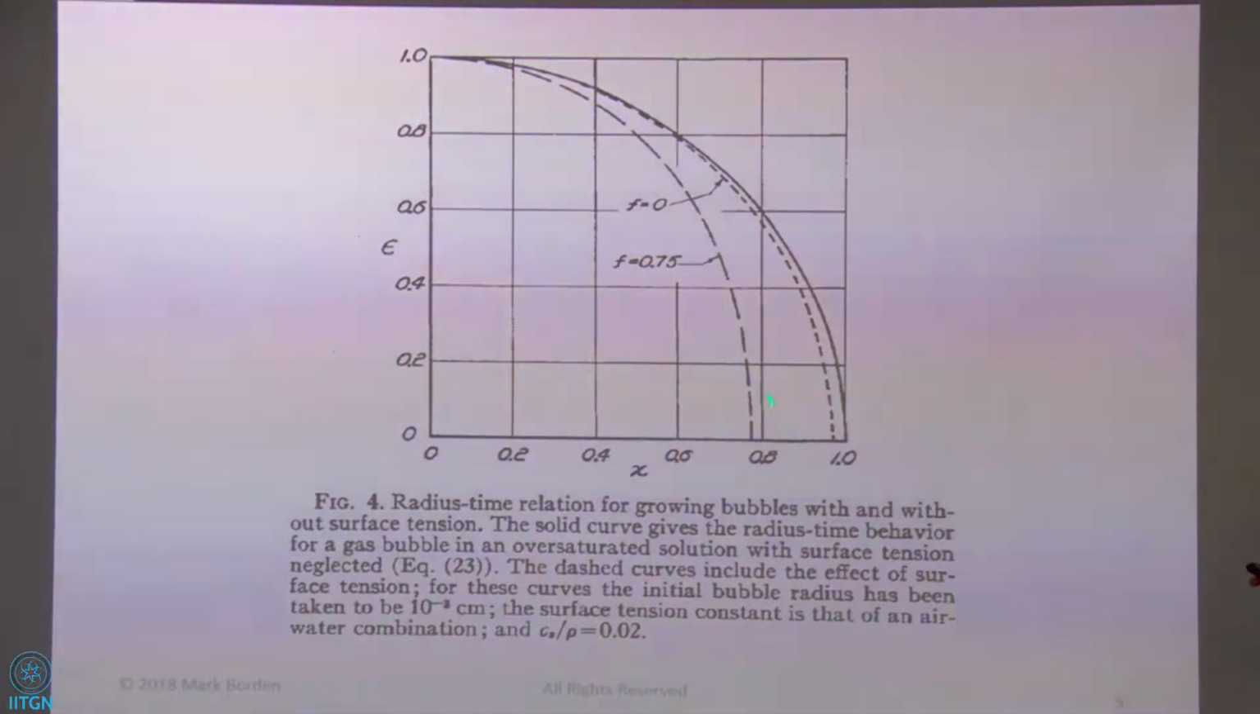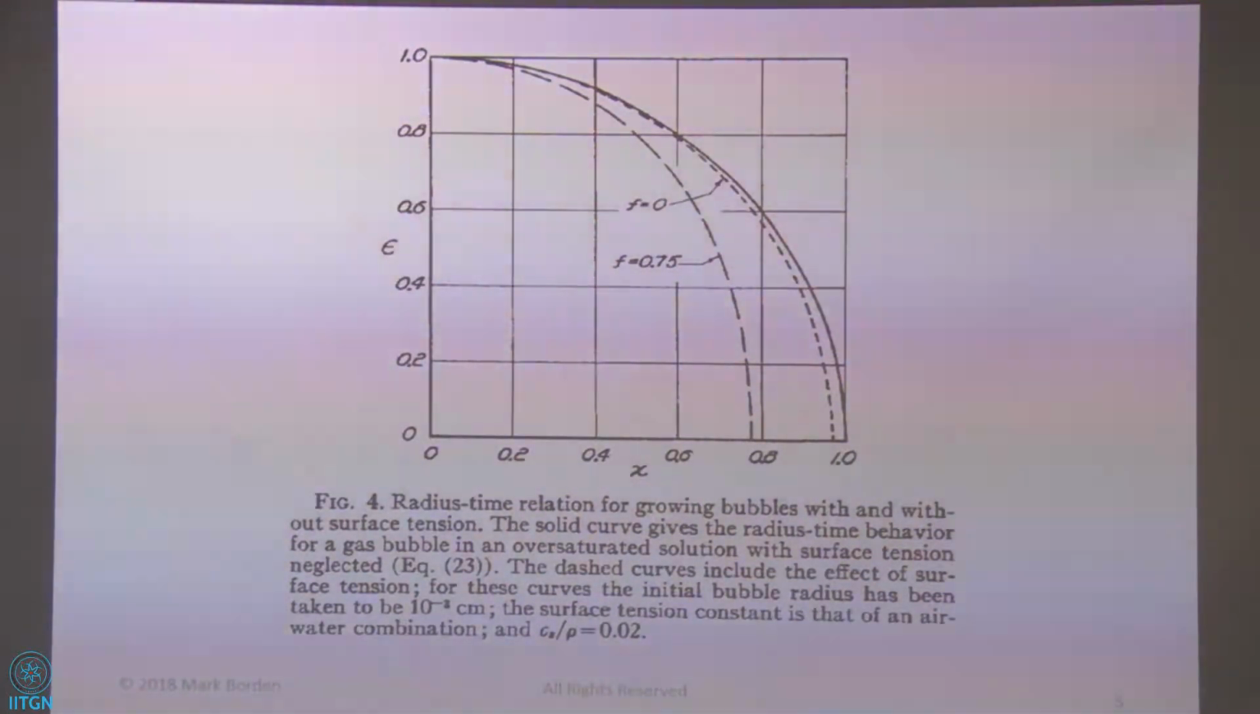And here's one of the predictions, one of the plots that's a prediction. On this axis is a normalized bubble radius, and on this axis is a normalized time. And so the bubble starts at some initial radius, and then it dissolves, and the dissolution rate accelerates as the bubble gets smaller. So the curvature of this curve is to bend and become very steep here at the end. That's typical for bubble dissolution.